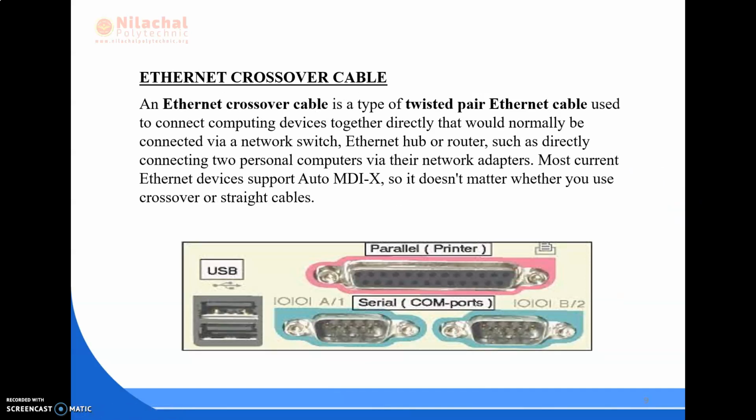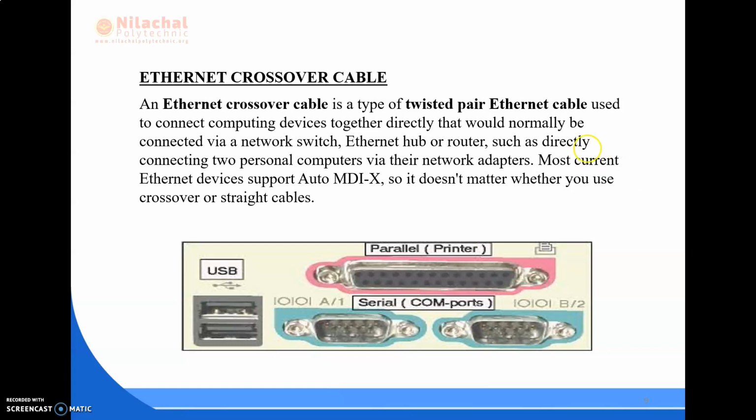Next, we will be learning about Ethernet crossover cables. An Ethernet crossover cable is a type of twisted pair Ethernet cable used to connect computing devices together directly that would normally be connected via a network switch, Ethernet hub, or a router, such as directly connecting two personal computers via their network adapters. Most current Ethernet devices support auto MDIX, so it does not matter whether we use crossover or straight cables.